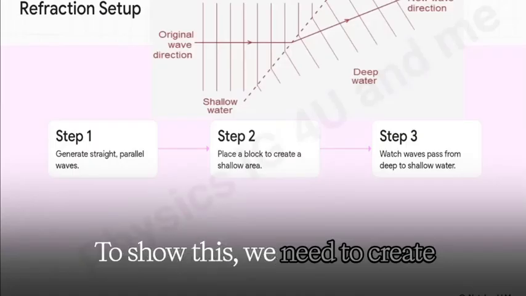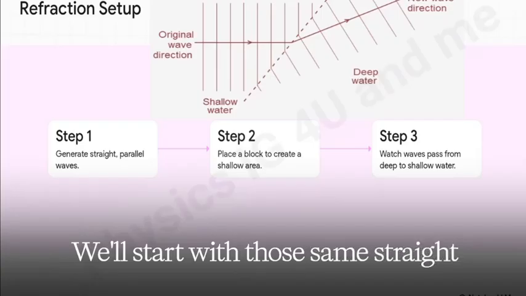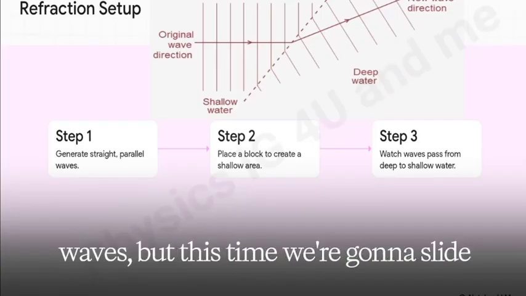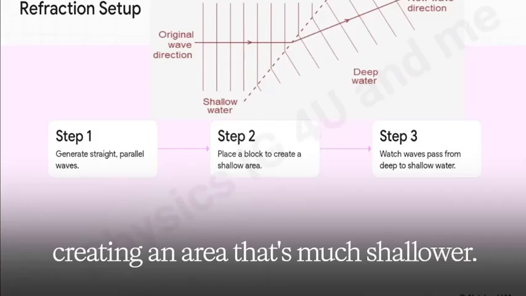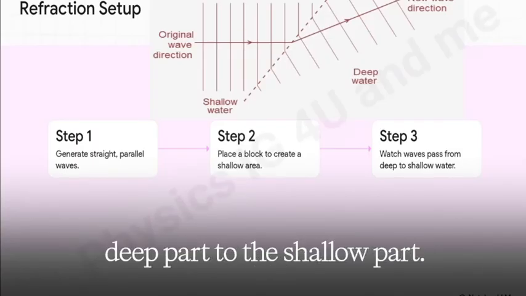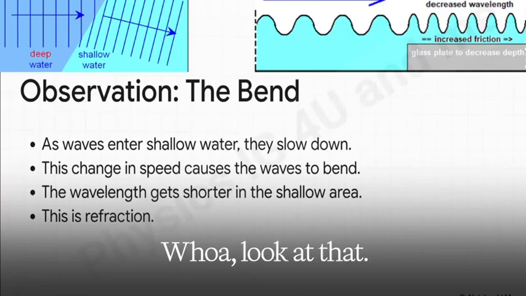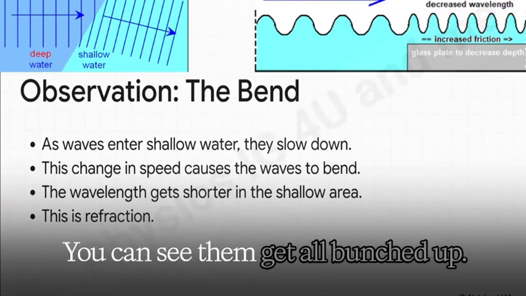To show this, we need to create two different mediums in our tank. We'll start with those same straight waves, but this time we're going to slide a block under the water's surface, creating an area that's much shallower. Now, let's watch what happens when the waves cross from the deep part to the shallow part. Whoa, look at that. The second the waves hit the shallow water, they slow right down. You can see them get all bunched up.